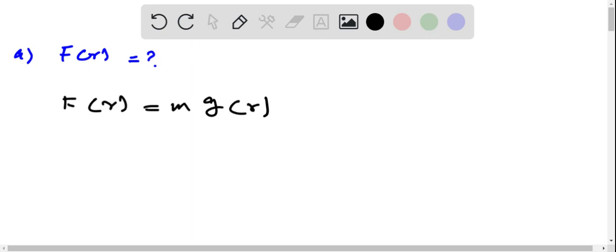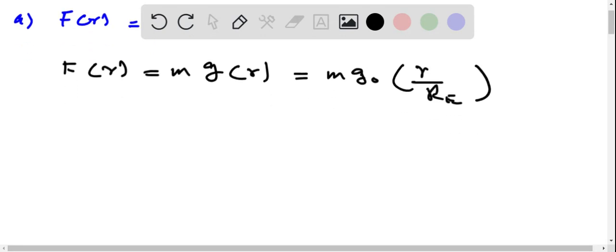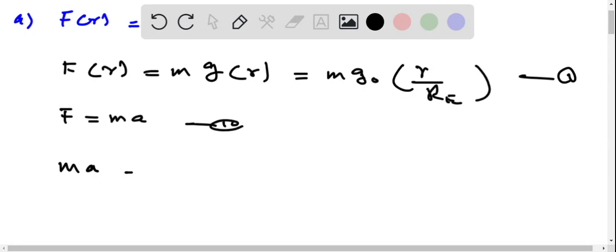Now by inserting the expression of g(r) into this equation, we can write it as m g naught r divided by R_E. Here g naught is the gravitational acceleration on the surface of the Earth, and R_E is the radius of the Earth. Now we can write Newton's second law as F equals ma. So using equation number 1 and equation number 2, we can write ma equals m g naught r divided by R_E.